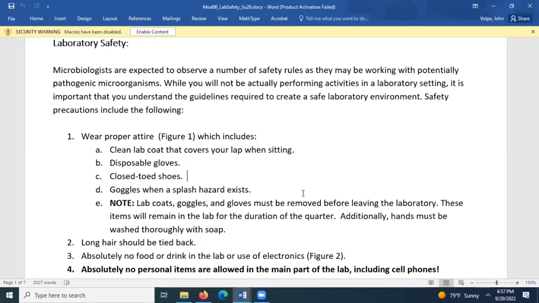Okay, but I've already told you some of the answers. What's something else you put on which helps with safety before you enter the lab? And that is not covered in this lab manual, which is why I'm asking you now.